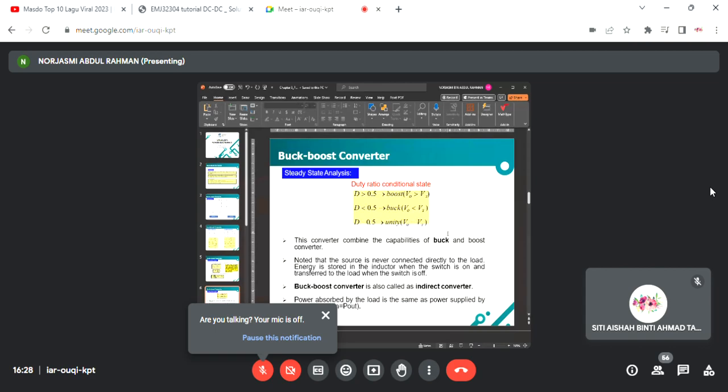Okay. So when the duty cycle is more than 0.5, it is in boost mode. If the duty cycle is less than 0.5, it is buck mode. And if the duty cycle is 0.5, it is unity mode. Right.